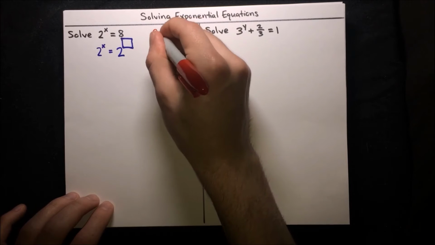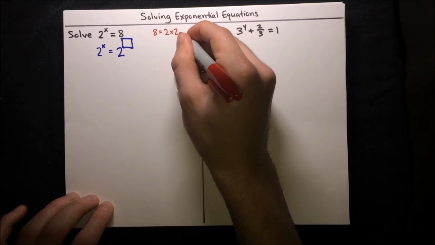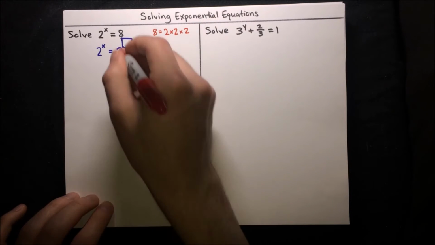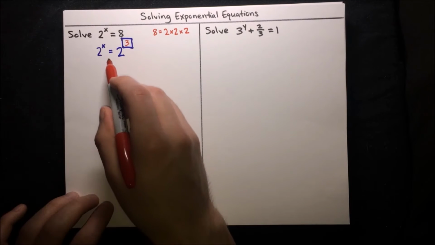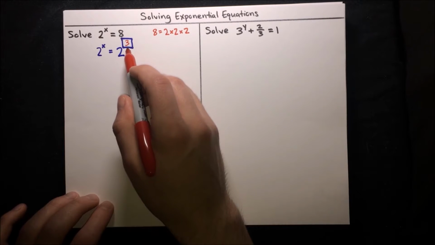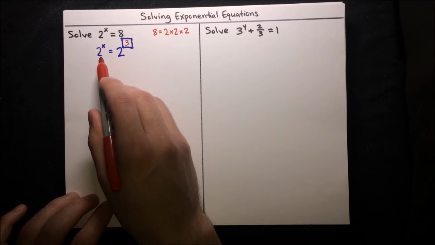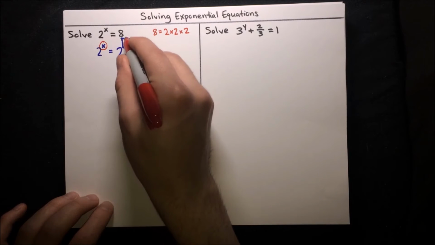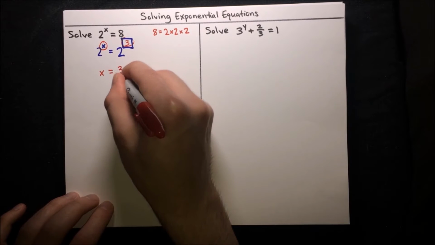Well, let's start with 2, and then times 2 makes 4, and then times 2 again makes 8. So 8 is really 2 to the third power. So now we have 2 to the x is equal to 2 to the third, and since the bases are the same, if these two sides of the equation are going to be the same, then the exponents need to be the same, x and 3. So that means that x is equal to 3.